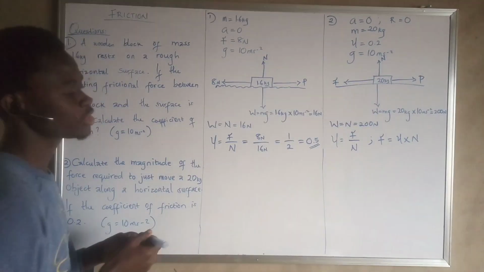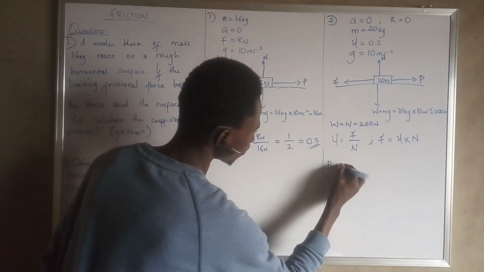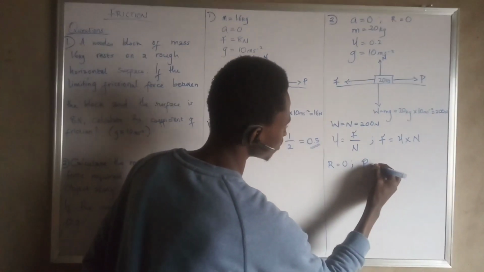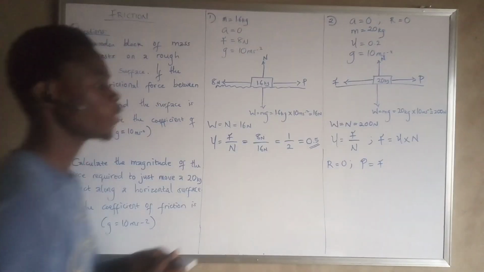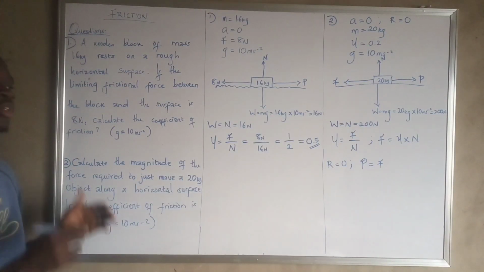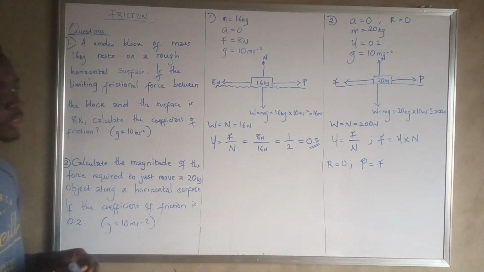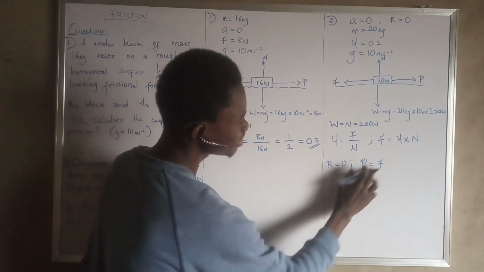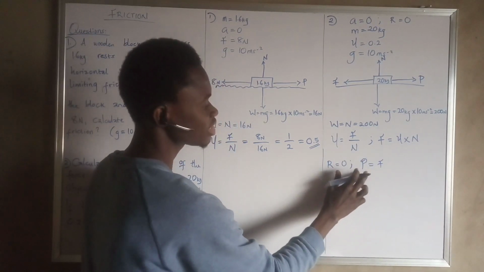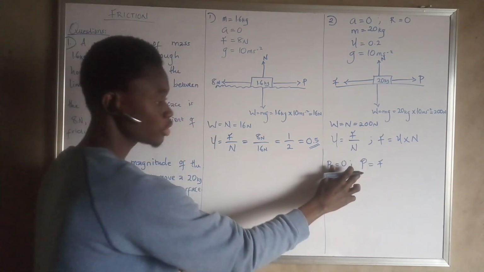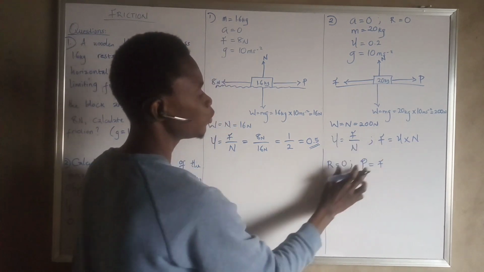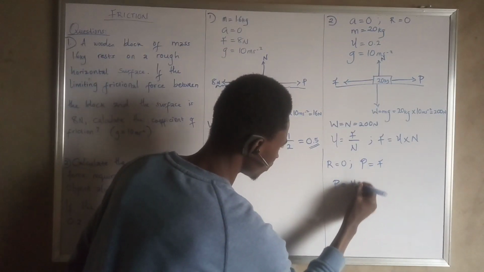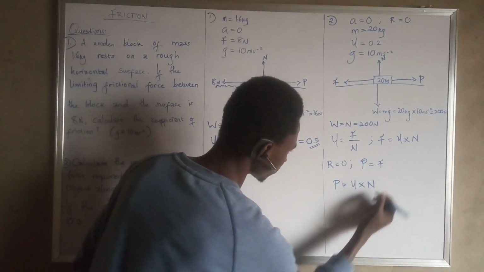Once the resultant force is 0, that shows that the pulling force, which is the applied force, is equal to the frictional force. So we replace F, the friction here, with the applied force, since the frictional force is equal to the applied force. We replace F with P in the formula. Then we say P is equal to coefficient of friction times normal reaction.